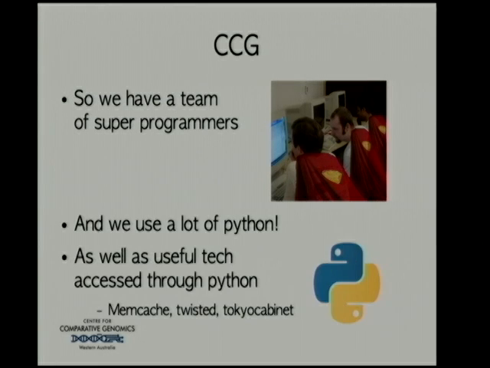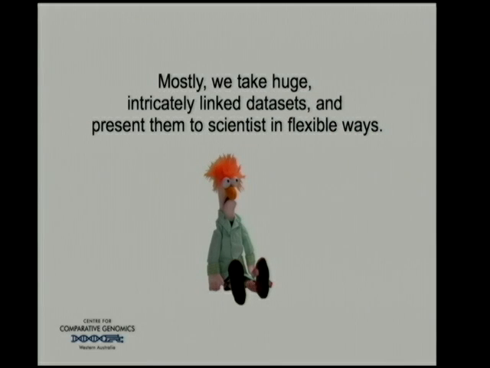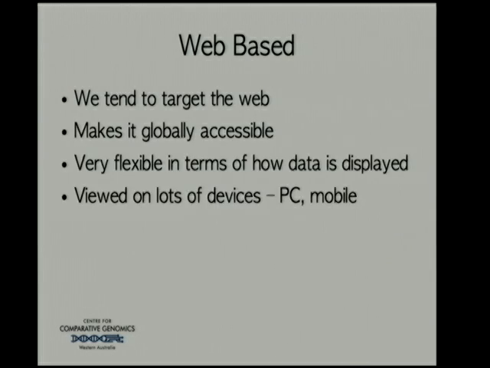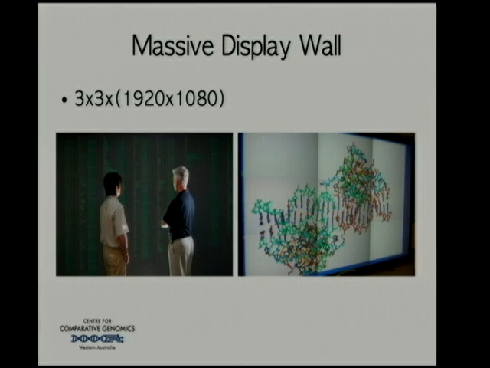So at CCG, we have a team of super programmers. We use a lot of Python and a lot of useful tech, Twisted and Memcache and Tokyo Cabinet and all these cool things that you can do with Python. We take huge intricately linked data sets and we make them available to scientists in a very flexible way. So we do a lot of things web-based. We target the web, which makes it globally accessible, very flexible in terms of how it's displayed. We have massive display walls that display all this type of data, powered by like nine projectors.